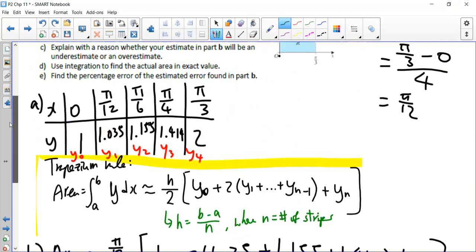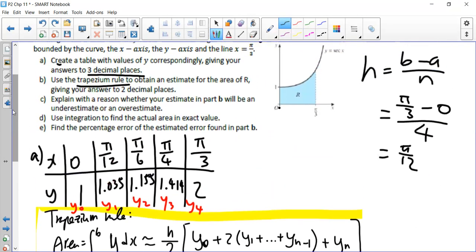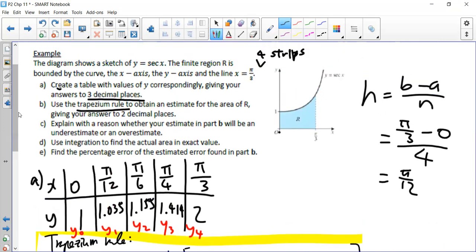That's the answer. Okay. Part C. Explain with a reason whether your estimate in part B will be an underestimate or overestimate. This actually has been done in GCSE, but we're going to provide a technical reason for that. Now, how do we know it's an underestimate or overestimate? Well, if we try to divide this into 4 strips of trapezium, 1, 2, 3, 4. Now, trapezium means we'll join these 2 together.